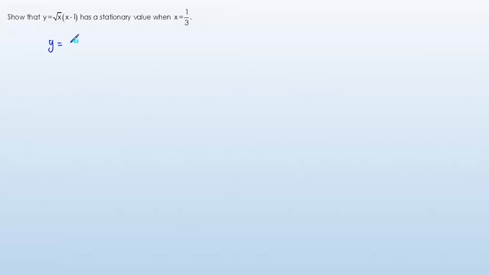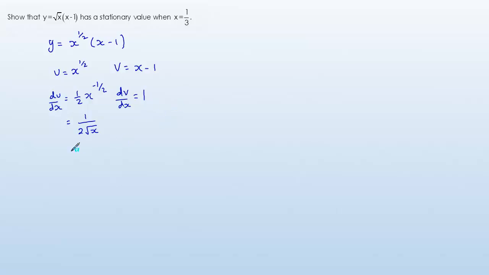So y is x to the power a half, that's the square root, times x minus 1. So if u is x to the half and v is x minus 1, then du dx is a half x to the negative a half, which is the same as 1 over 2 root x. dv dx is just going to be 1.